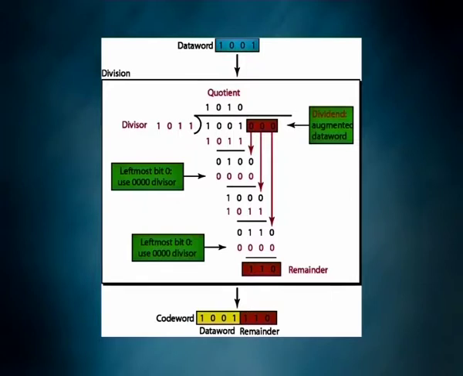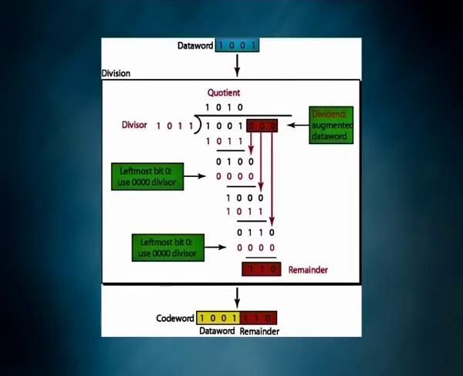Transmitter and receiver both should agree upon a standard generator polynomial, for example x cube plus x plus 1, which is represented as 1 0 1 1, a 3-degree polynomial. If we want to transmit data 1 0 0 1, then 3 zeros are appended to this data. Now it becomes 1 0 0 1 0 0 0.